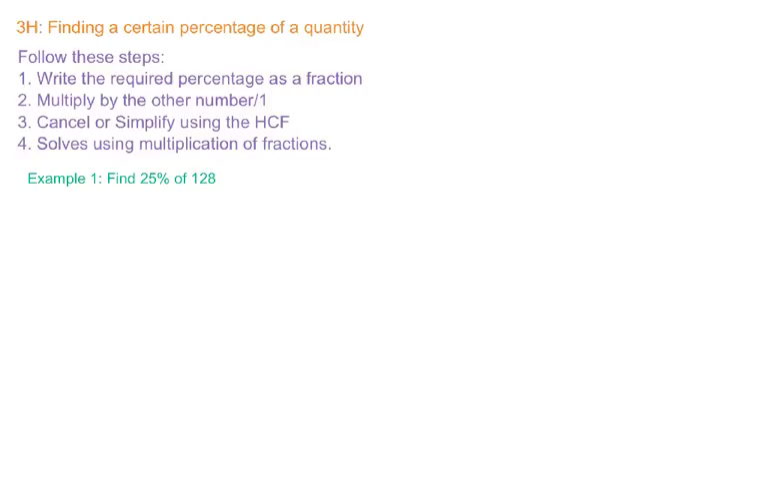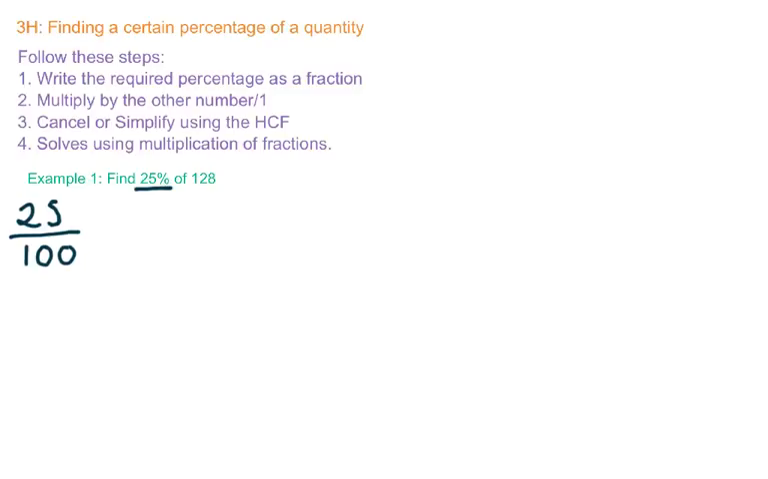Alright, the first step, we're going to write the required percentage as a fraction. So let's look at the question. Find 25% of 128. Well, 25% is our percentage, so we need to write that as a fraction. We know that 25% is another way of saying 25 out of 100. Good, so that's our first step done.